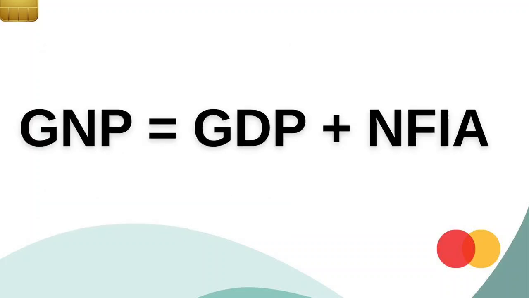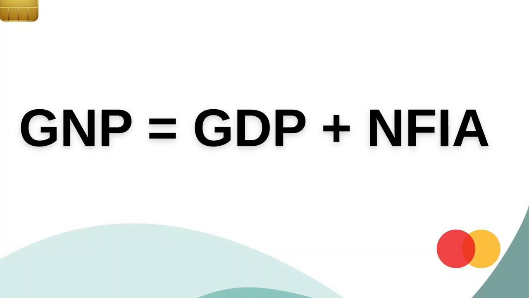GDP focuses on where production takes place. GNP focuses on who earns the income. So that is the difference between D and N, domestic and national. To move from GDP to GNP, we add net factor income from abroad, because some people who are living in other countries might be sending some amount home. So that amount will also be added.